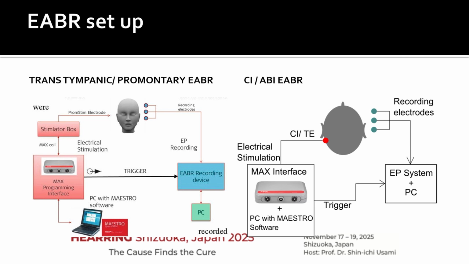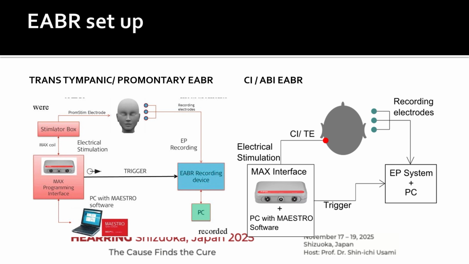The most important thing, especially when you have to make a decision with a bilateral common cavity, and you have to make a unilateral implant, is whether to have a cochlear implant on one side or an ABI. So decision making between a cochlear implant and ABI is very, very critical in these cases.